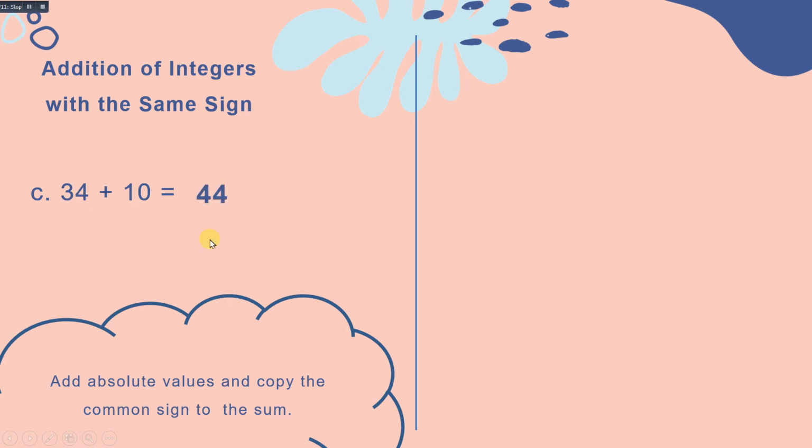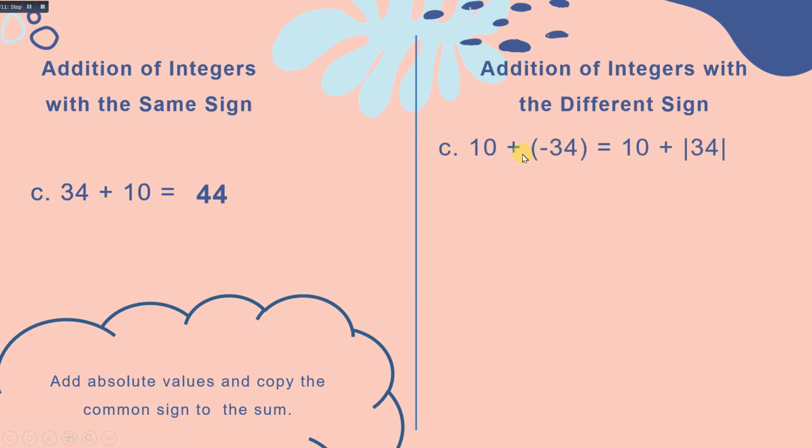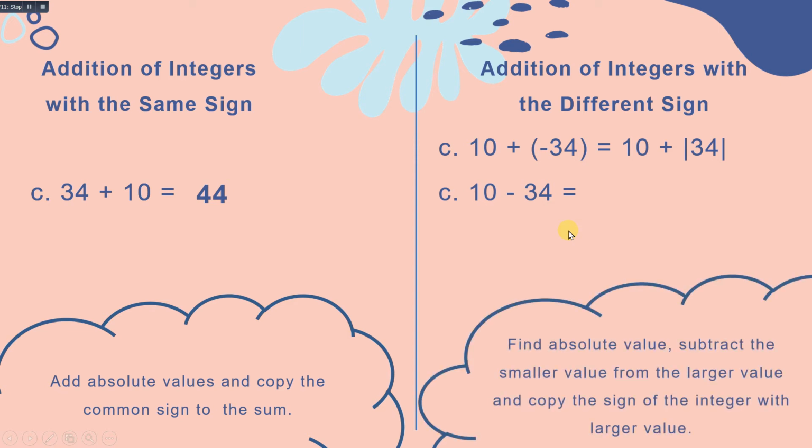Next, we have 10 plus negative 34. Addition of integers with different signs. Again, get the absolute value of negative 34, and that will be 34. Since we have different signs, you need to subtract. So 34 minus 10 would be 24. We just need to copy the sign of the larger value, which is negative, so the final answer is negative 24. Always remember the rules of adding same sign integers and different sign integers.